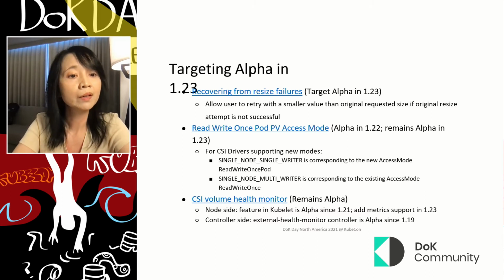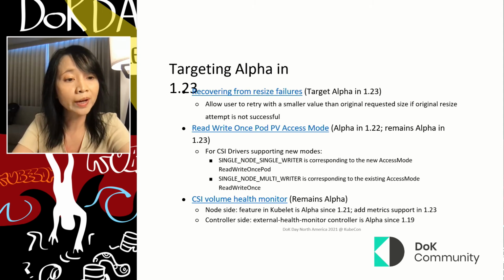Because of that, we do not have an access mode that represents multiple writers or multiple pods on the same node. To solve this problem, in CSI spec 1.5, we introduced two new access modes. We have single node single writer, which corresponds to the new access mode ReadWriteOncePod. And single node multi-writer corresponds to the existing PV access mode ReadWriteOnce. And if a CSI driver does not support these new access modes, then the behavior does not change.